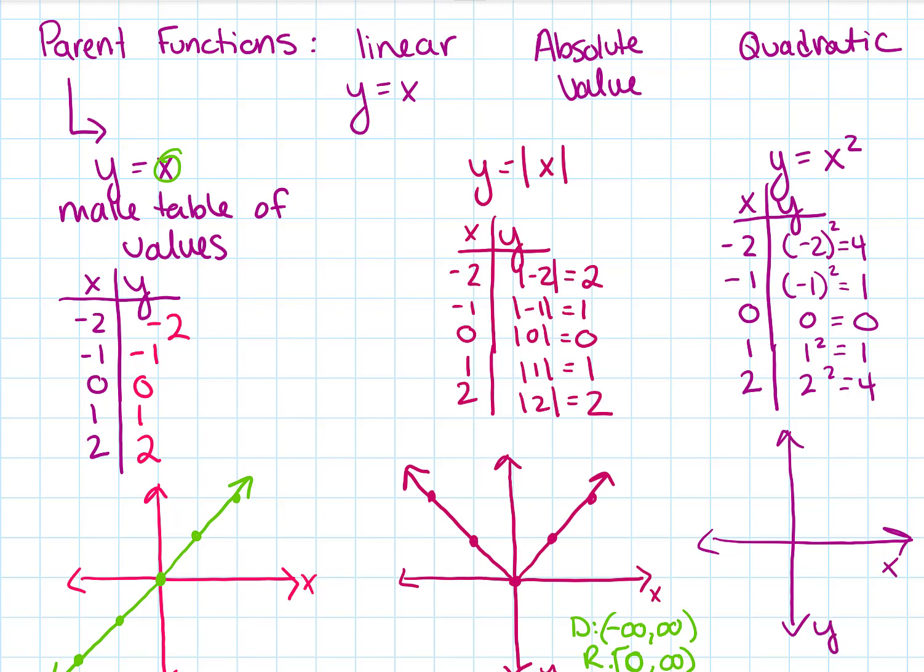So (-2, 4). I'm going to go by 2's this time. (-2, 4), (-1, 1), (0, 0), (1, 1), and (2, 4). So this has a curve for the quadratic. The domain, I'm going to go over here, is still negative infinity to positive infinity, and the range is 0 to positive infinity.